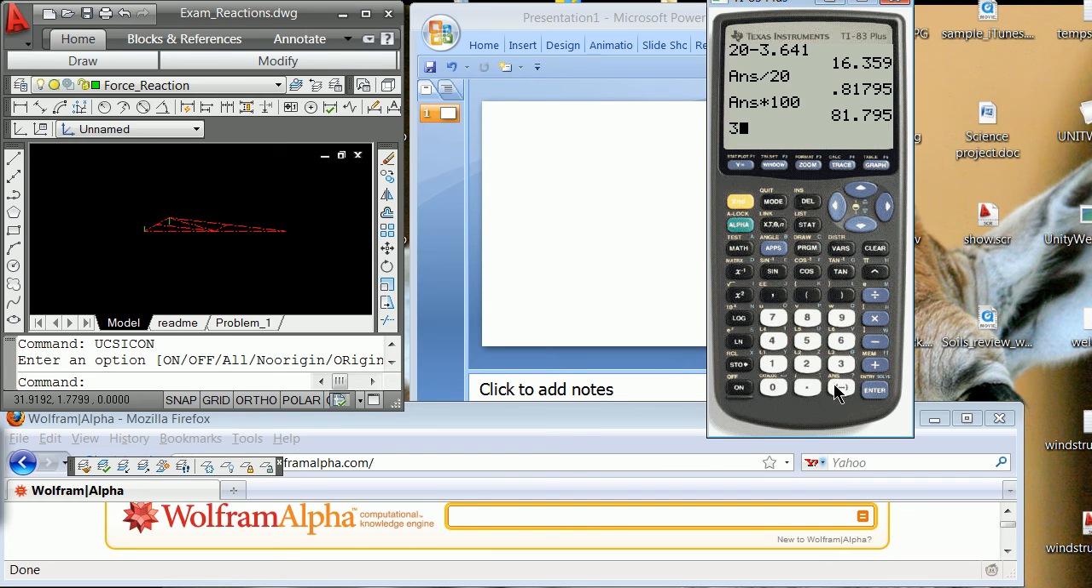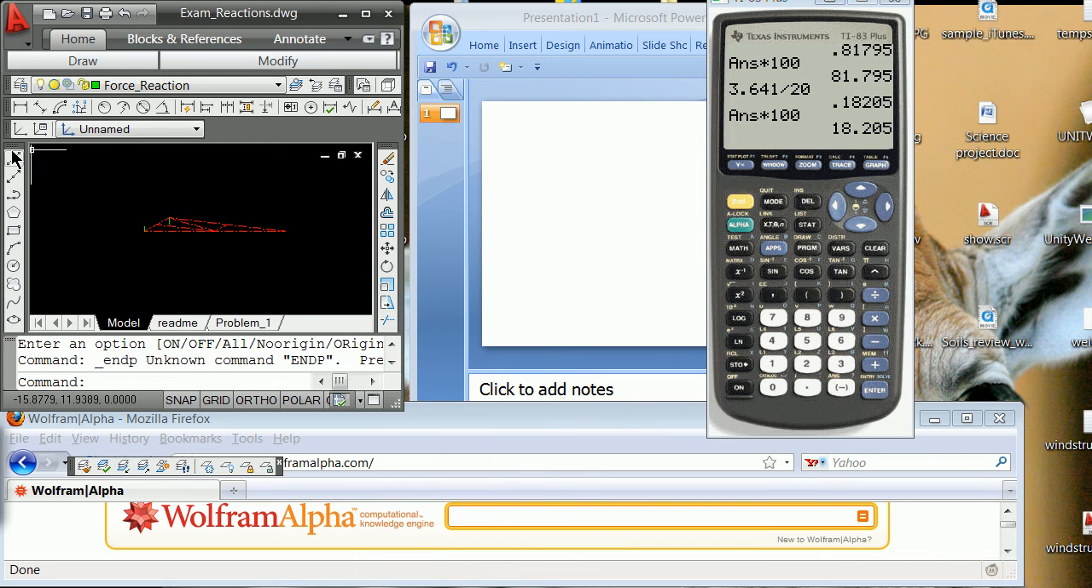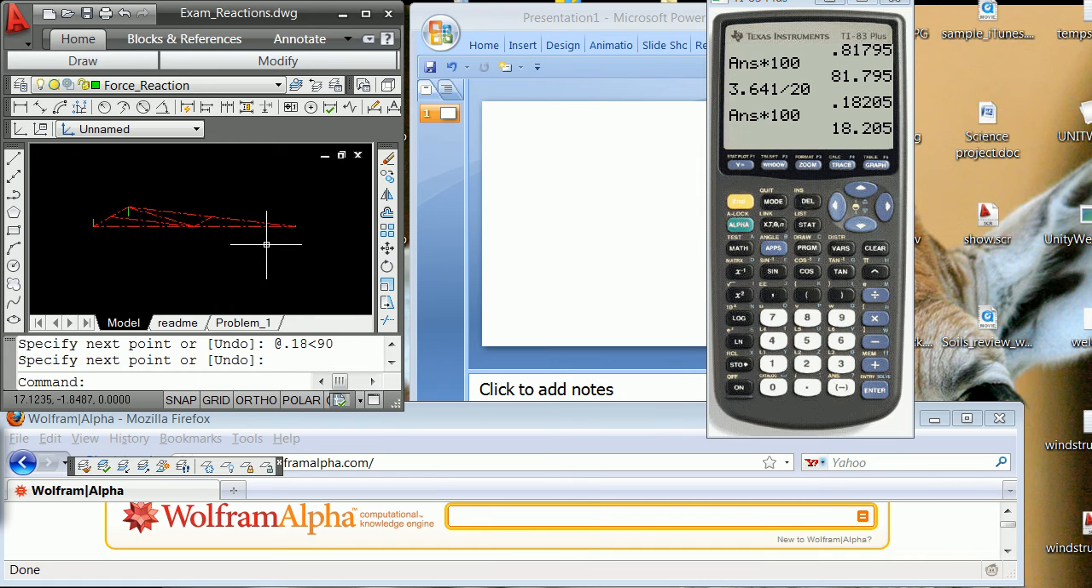We can do 3.641 divided by 20 times 100, and we got it more or less the 0.18. I'll go ahead and put the 0.18 from the end point there, line from the end point at 0.18, angle 90. Now, so there are my forces.